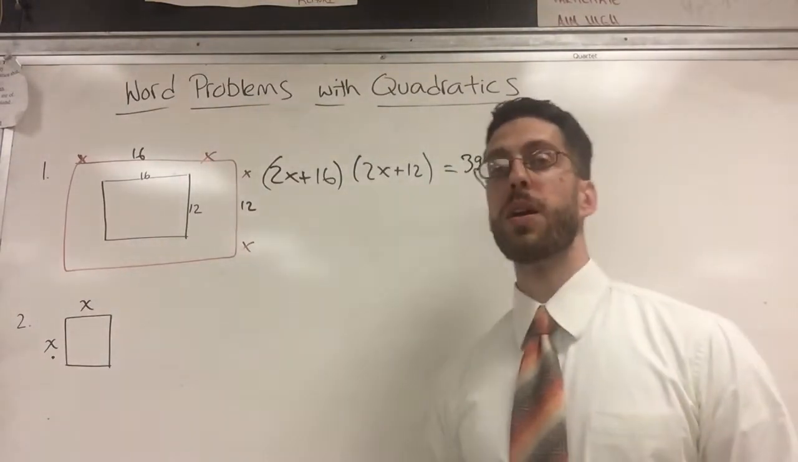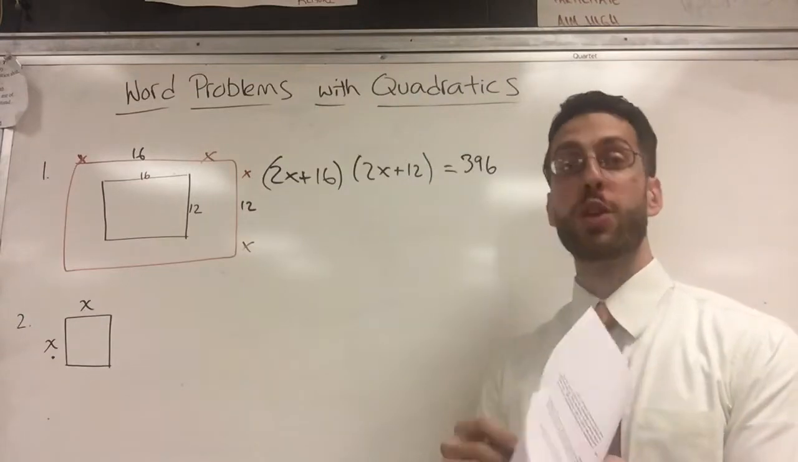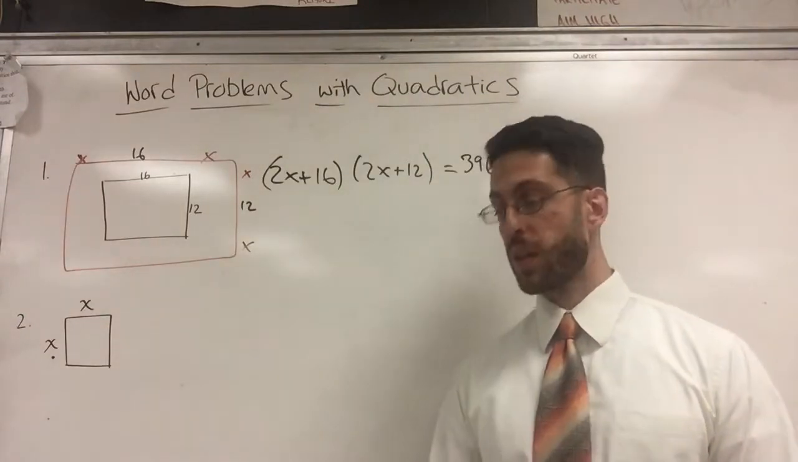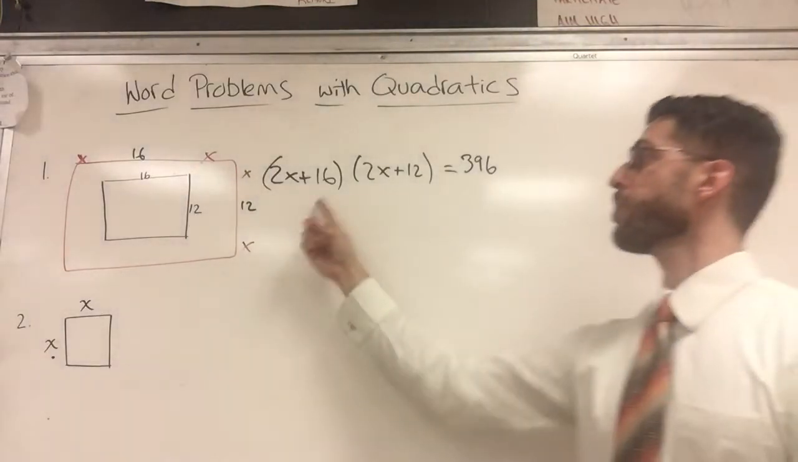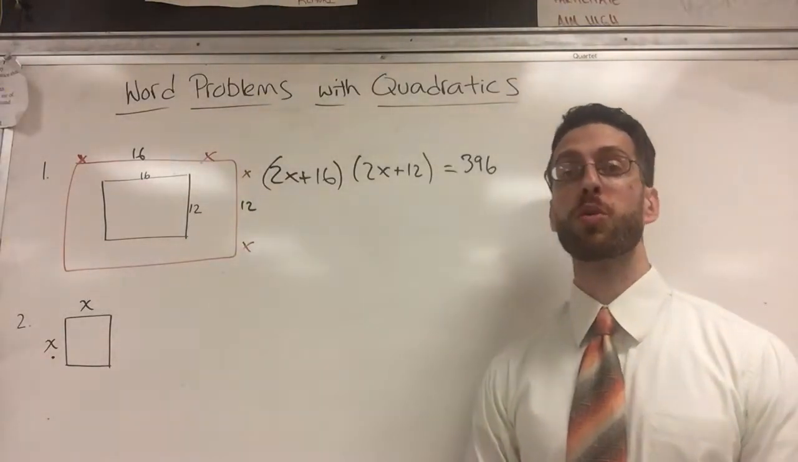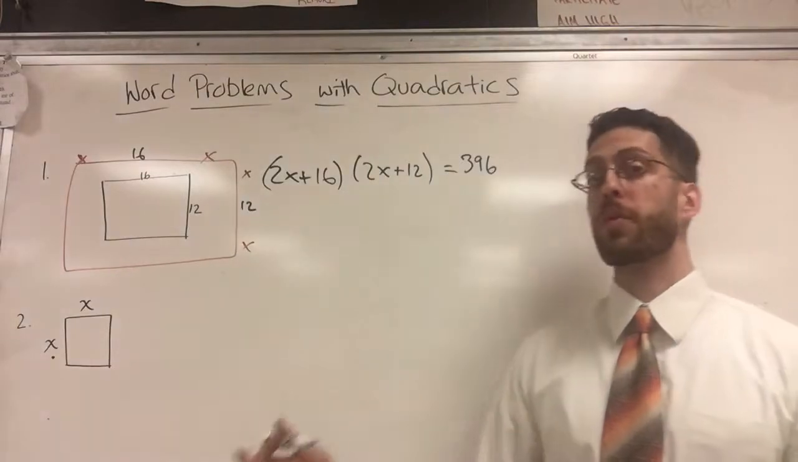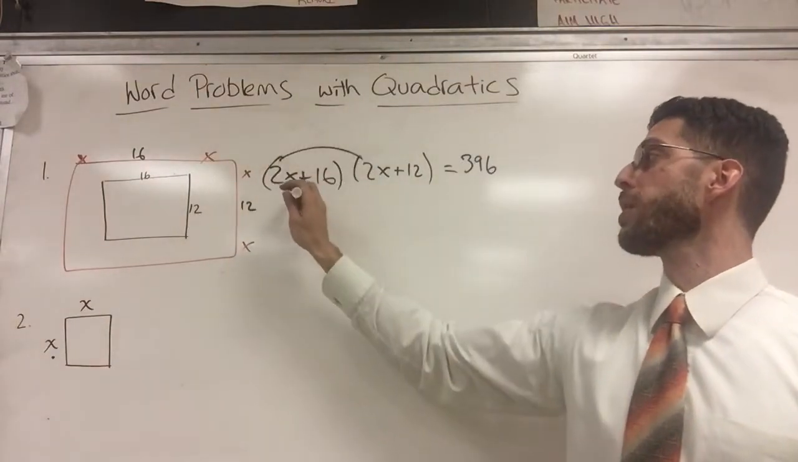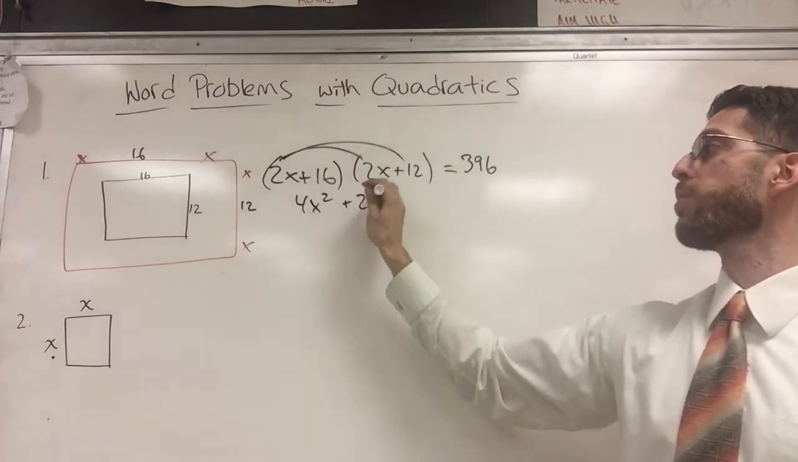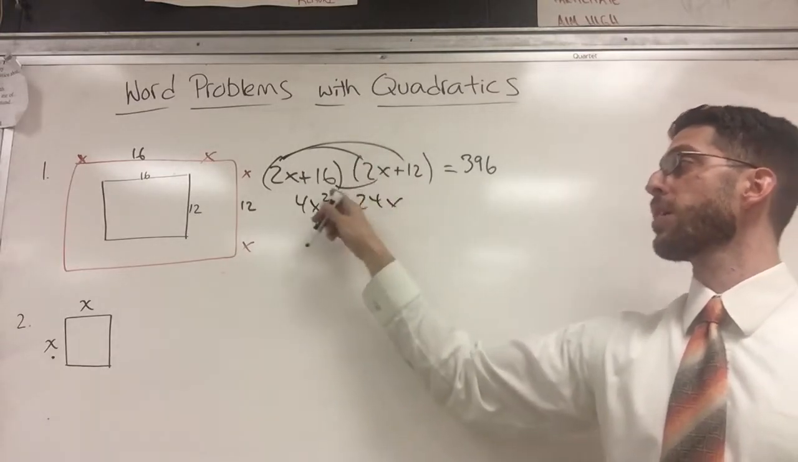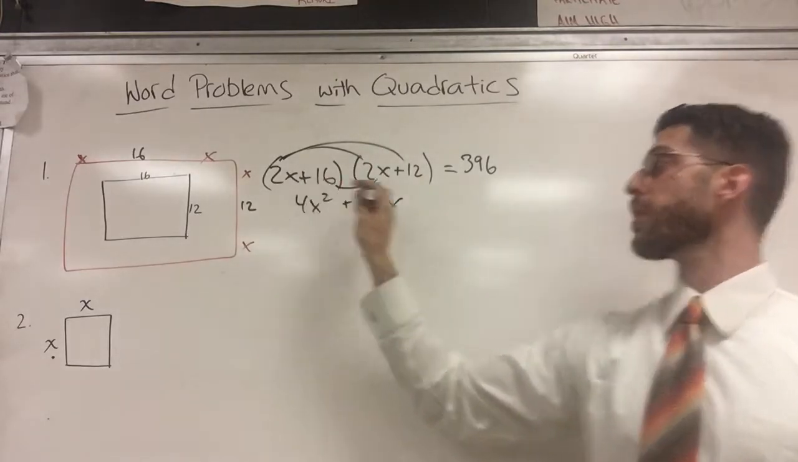So 396. Okay, and then we're just going to do the math that you already know how to do from your basic quadratic videos. So here I see two binomials. I'm going to multiply them using FOIL or whatever method you're comfortable with. 2x times 2x is 4x squared. This is going to give me 24x. This is going to give me 32x.